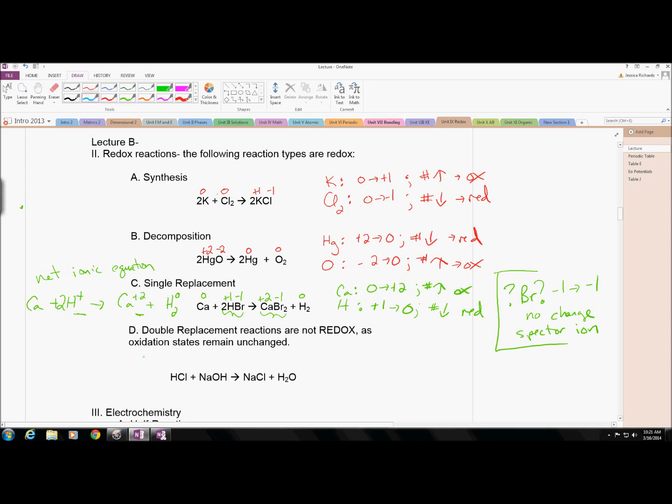Last but not least, we have double replacement down here. Hydrogen's +1 makes the chlorine -1. Sodium's in group 1, so he's +1. Oxygen almost always -2. The hydrogens are +1. Sodium group 1, +1. Chlorine halogen, -1. In water, hydrogen +1. There's 2 of them. The oxygen's -2. Nothing changes. So if there are no changes in charges, this is not redox.